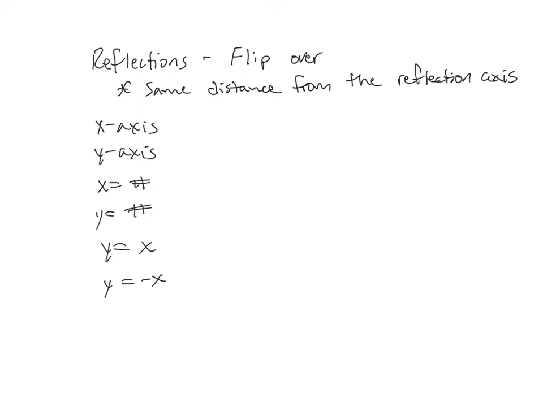So I think the first four are relatively simple. Just remember that if you had the line x equals 2, you go over to 2, and that's the line that you would reflect over. And you would just say how many spaces it is to that line, and then do the same thing on the other side.